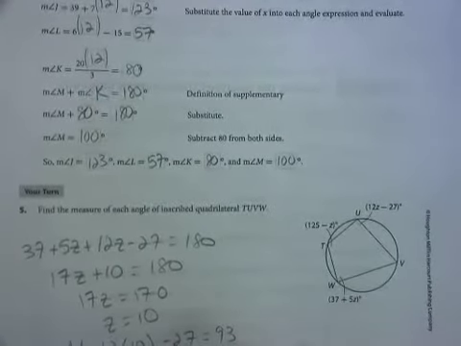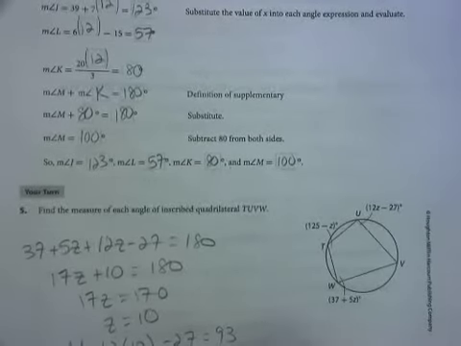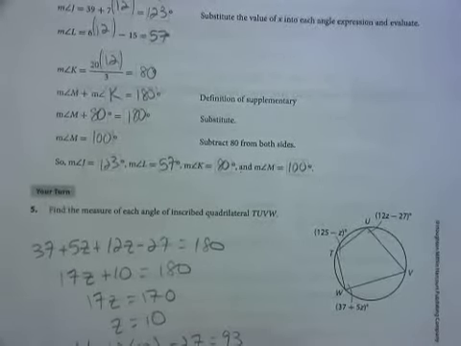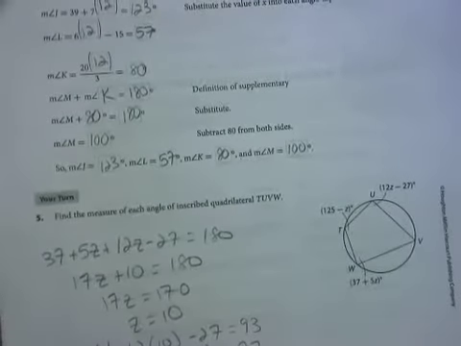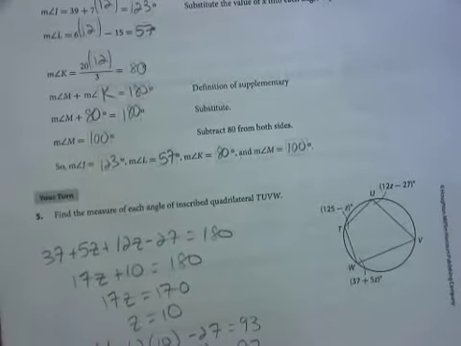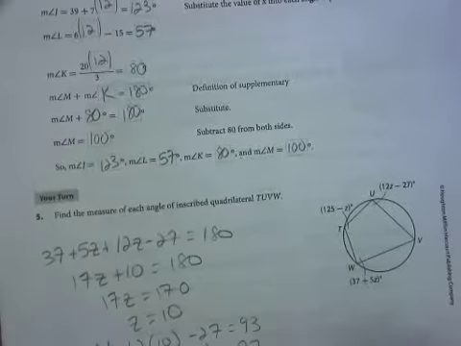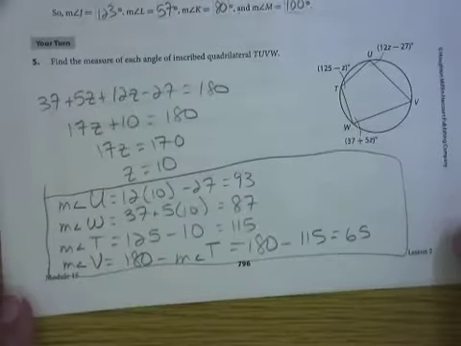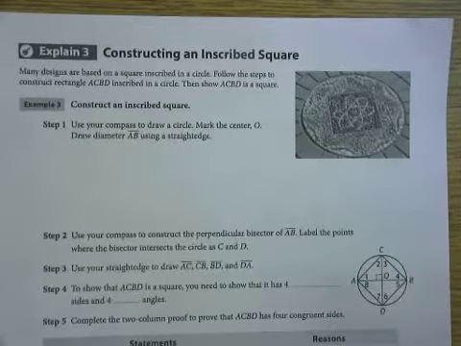So that means that the measure of the angle U is 12 times 10 minus 27. So 120 minus 27 is 93. The measure of angle W is 37 plus 5 times 10, so 87. Measure of angle T is 125 minus 10, so 115. And then the measure of angle V will be 180 minus the measure of angle T. So 180 minus 115 is 65.